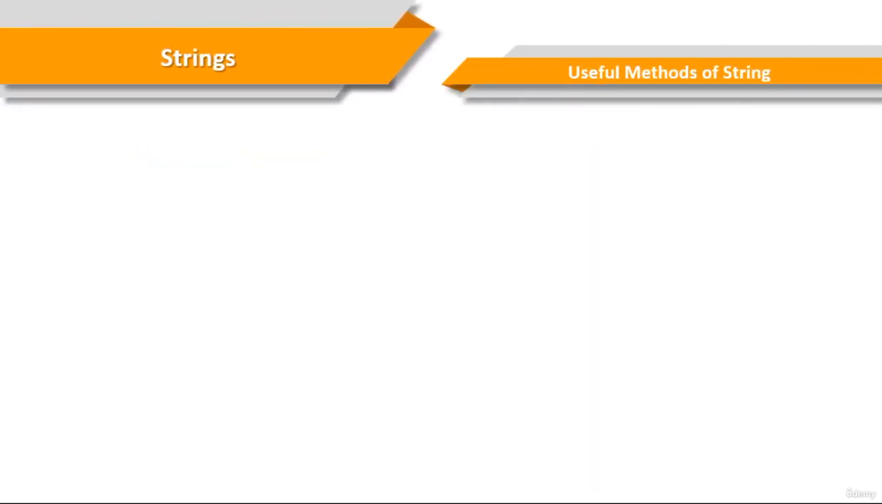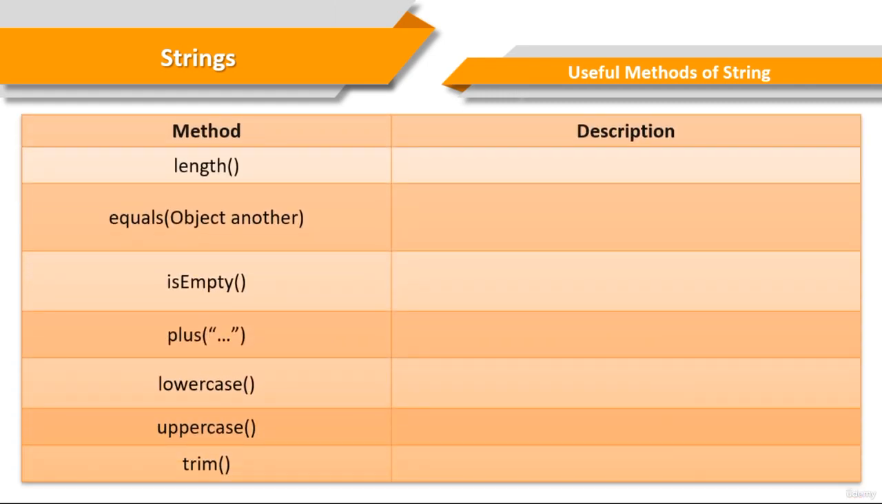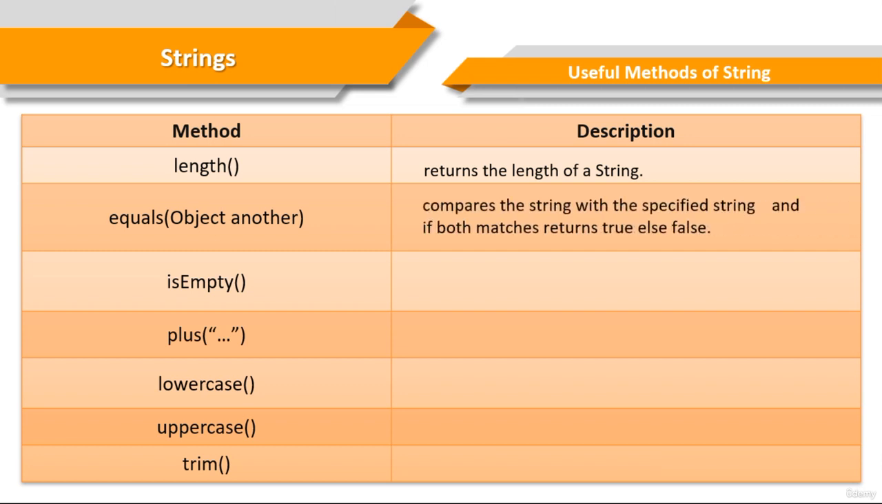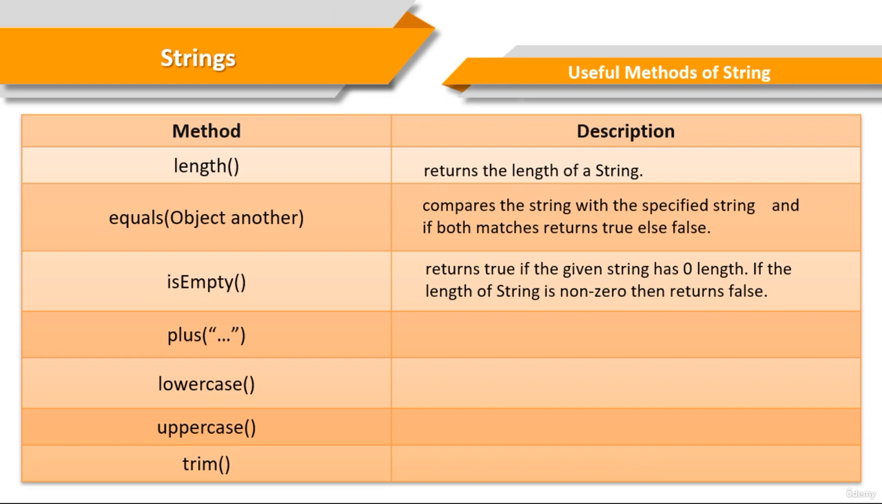So the string class provides many useful methods to perform string operations. So have a look at the table. The length method returns the length of a string. It has no parameters. The equals method compares the string with a specified string and returns true if two string objects contain the same contents, else false. Follow? The isEmpty method returns true if the given string has 0 as its length. If the length of the string is non-zero, then it returns false.